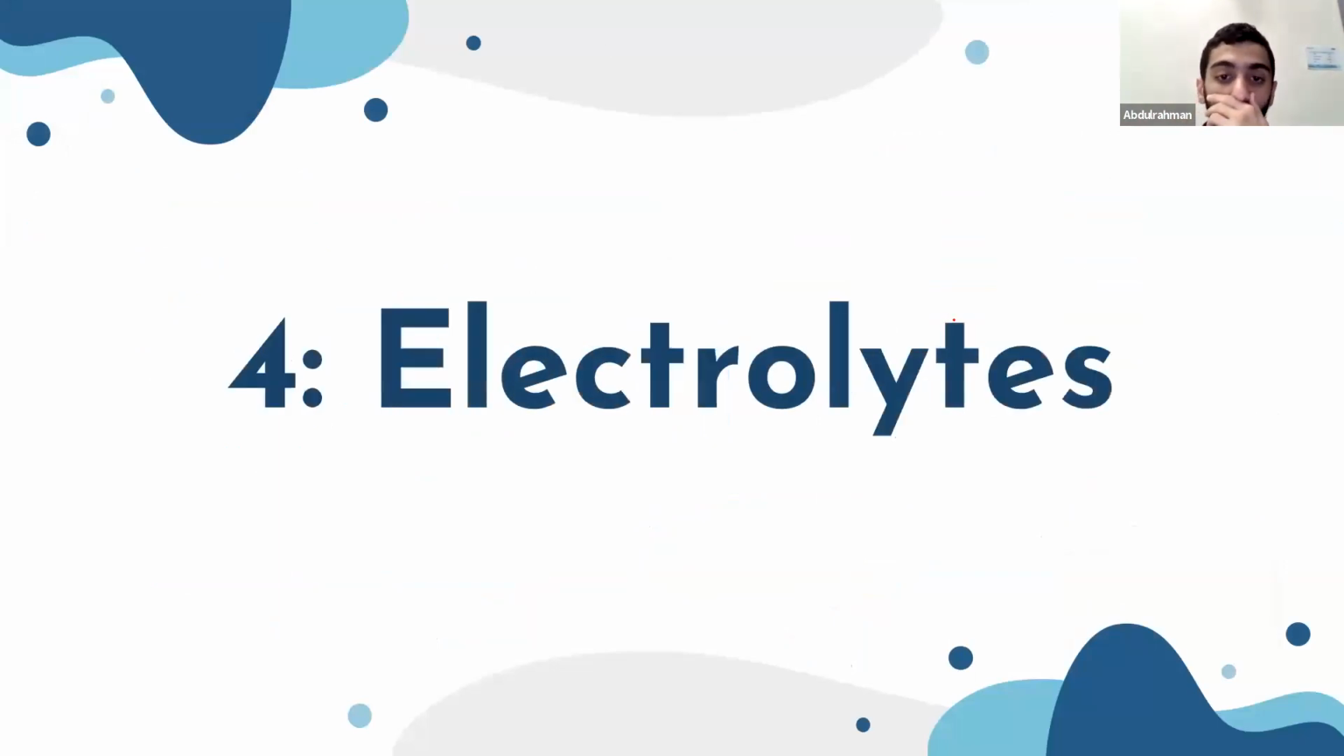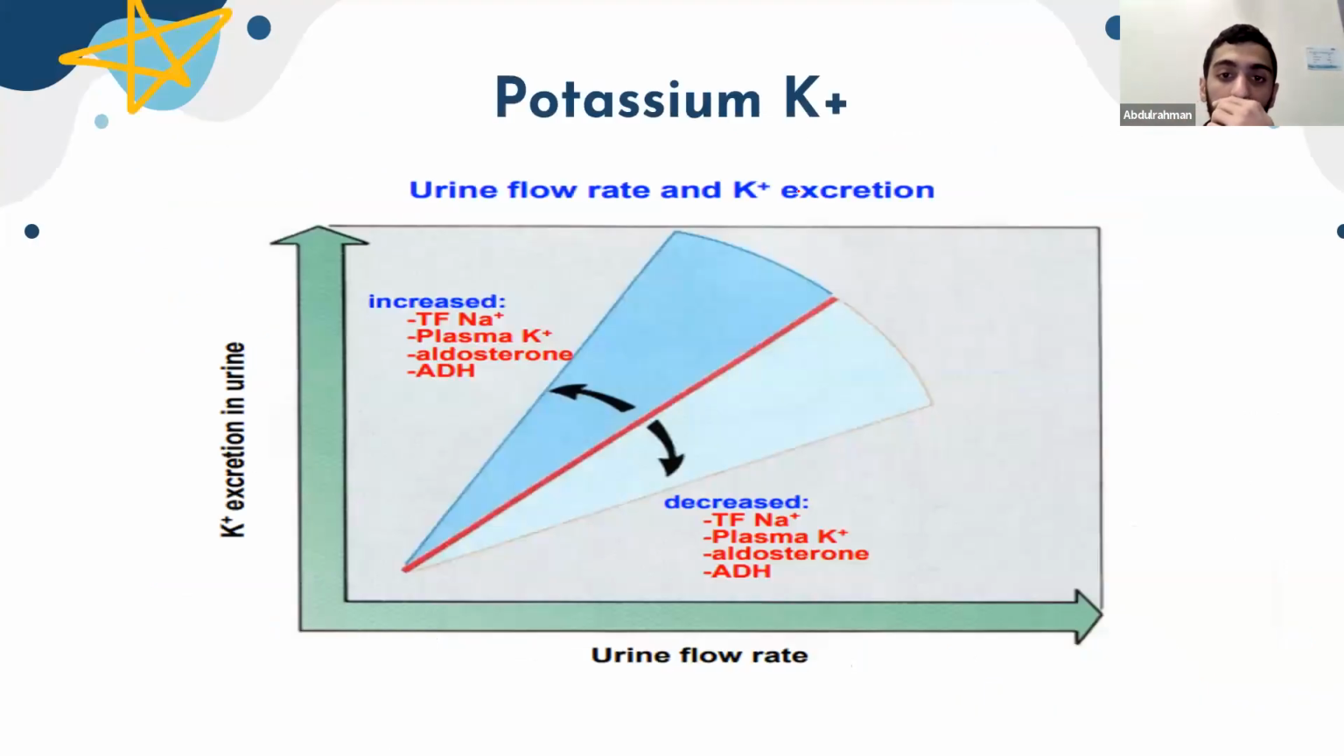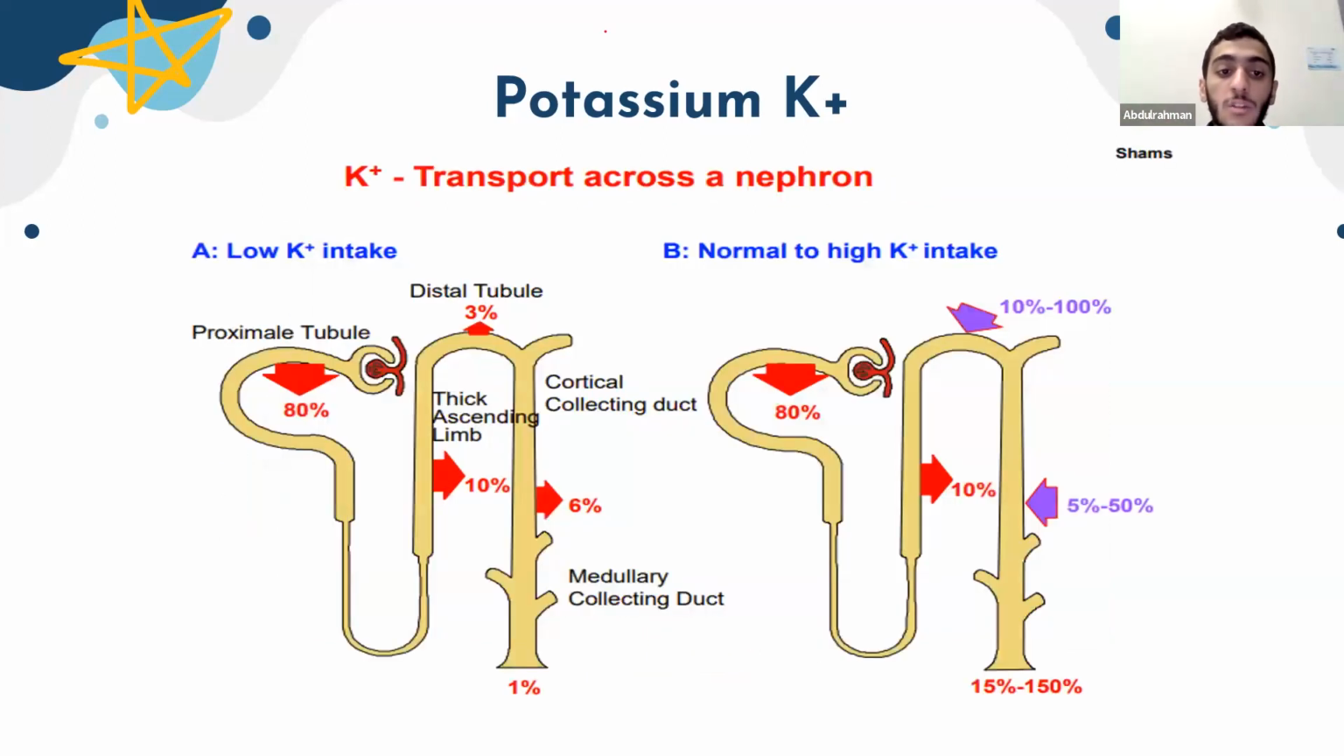Okay. Now electrolytes, we discussed the potassium slide already. I just put it in here again because we're talking about potassium first. So what happens here is that again, we said more sodium, more plasma, more aldosterone, more ADH, and all of these are related to kind of having more potassium excretion. Potassium transport, this is a simple concept.